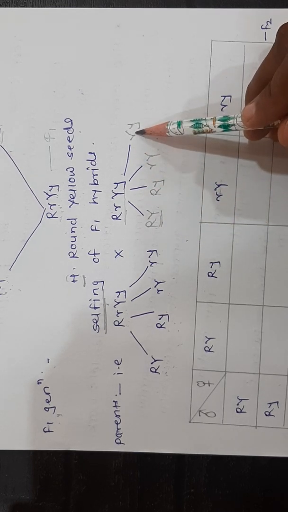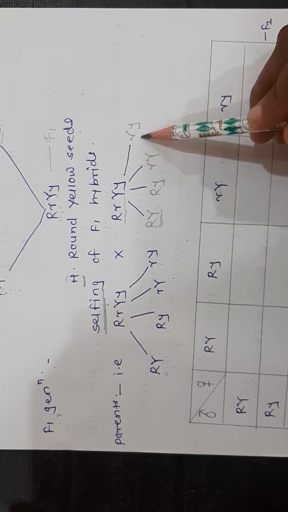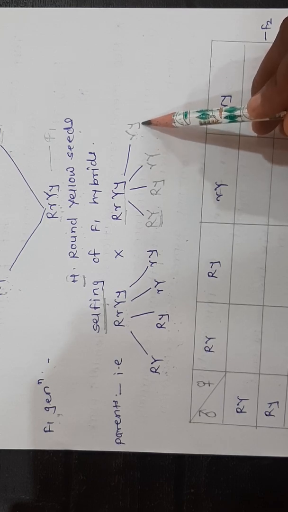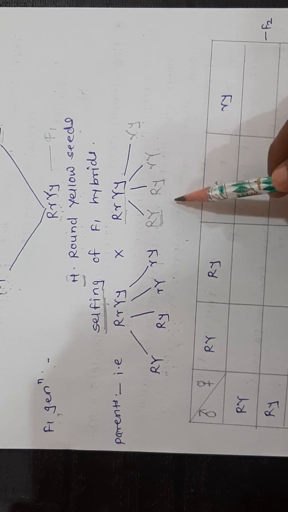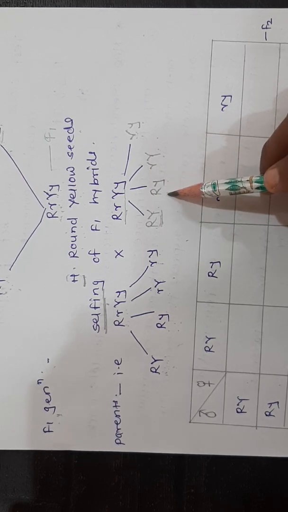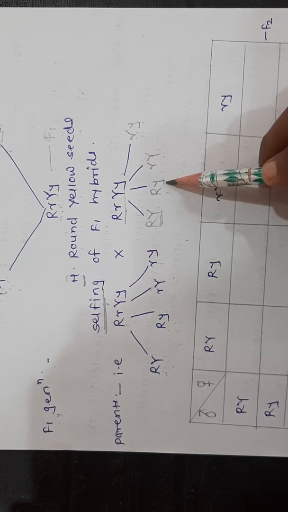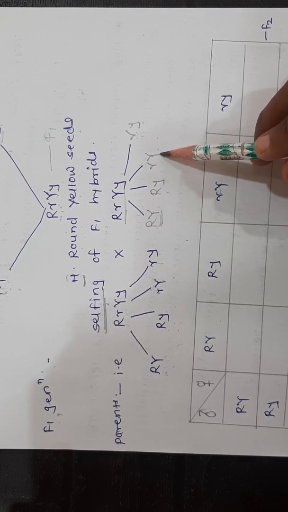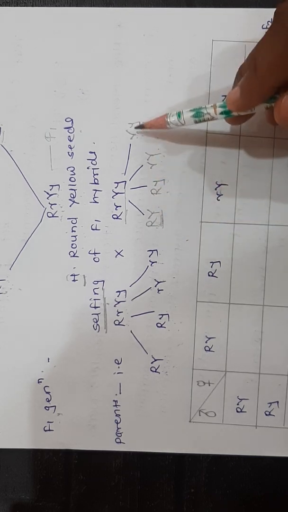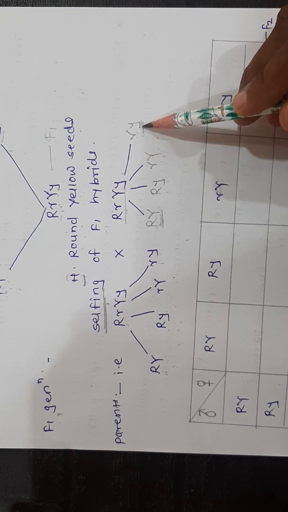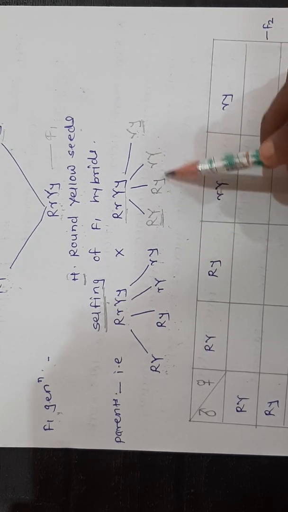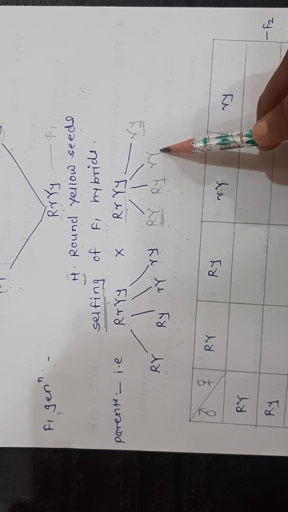Then come to the last, small r, small y. And the middle ones, capital R, small y, small r, capital Y. Means one is capital and one is small. Here one is small and one is capital. And at the two ends, here both are capital and here both are small.